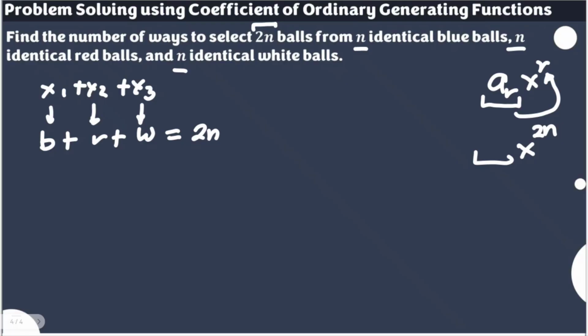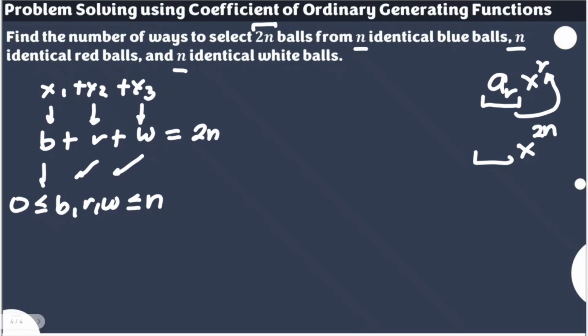But this time we don't know the values for b, r, and w, but we know the restriction that there are only n identical blue balls. In short, the restriction for b, for r, and for w would be just n. They must be between 0 and n, because n is the maximum number of blue, red, and white balls, and there are also instances where they cannot be chosen.